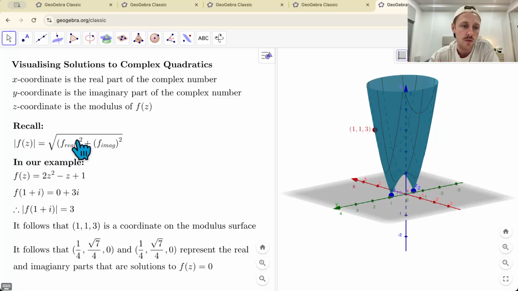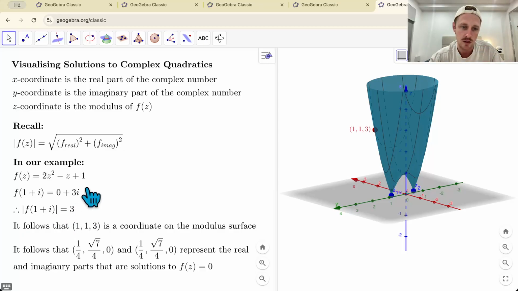We take the square root of the real part of f of z squared plus the imaginary part of f of z squared. So just recalling from before, in our example, it turns out that f of 1 plus i was 0 plus 3i, right? So working out the modulus of that is just 3.